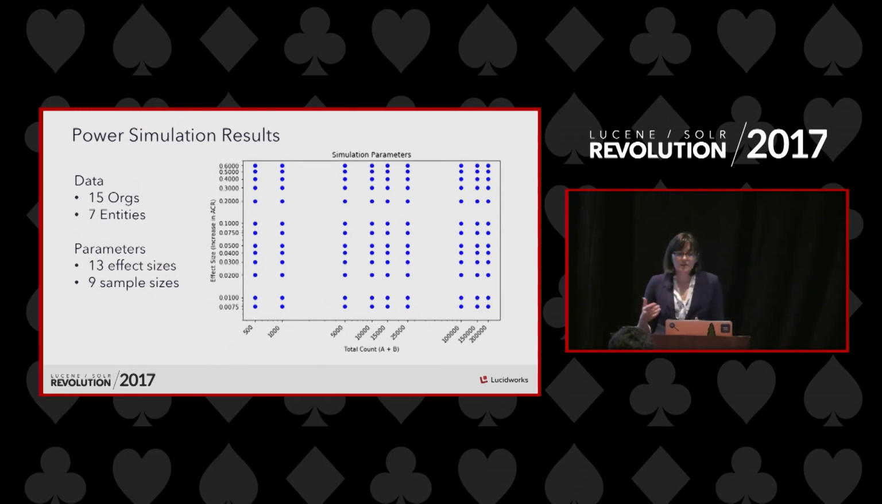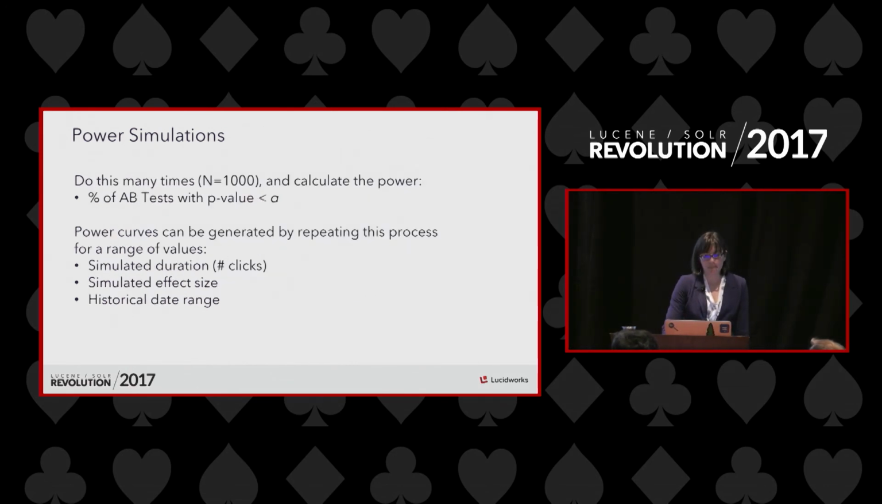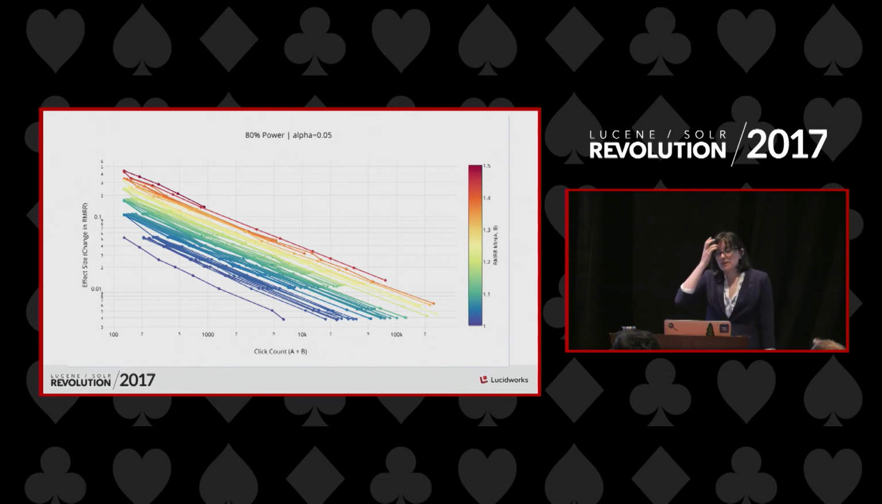The results I'm going to show you were generated for 15 orgs and 7 entities. I looked at a range of click counts and effect sizes, ranging from about 500 to 200,000 clicks, and a change in ACR of anywhere from 0.07 up to 0.6. We chose the orgs and entities so that there was a wide range in click volume as well as underlying performance, so the baseline RMRR of each org and entity. Okay, so once we run those tests, we can go ahead and pull together a curve like this.